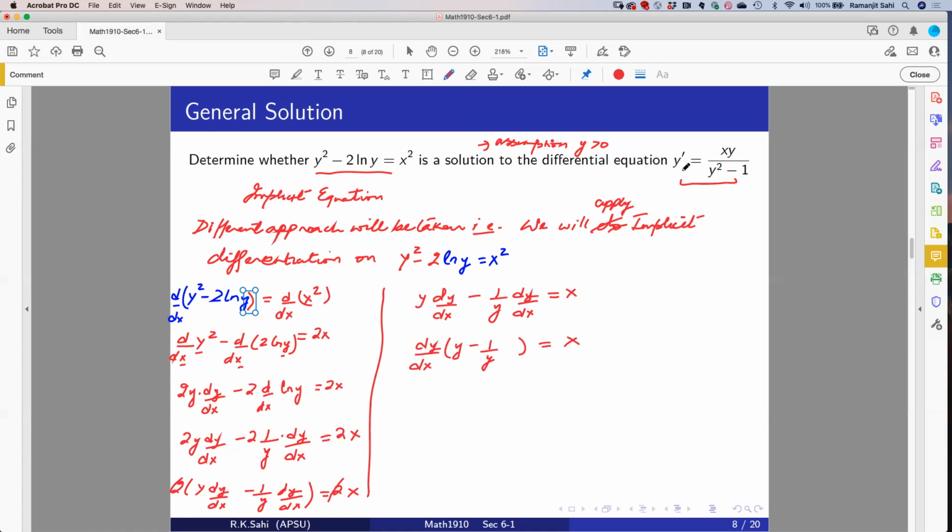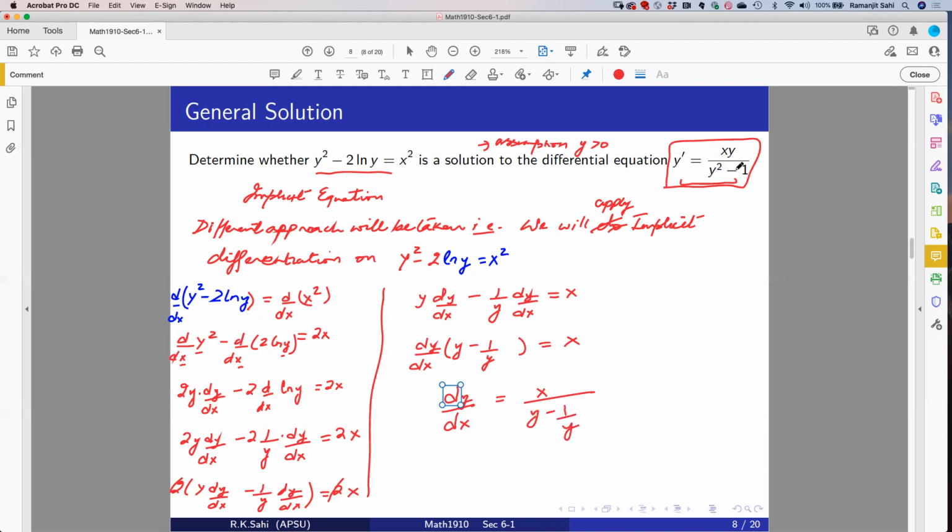Now, remember, we want to get to the form which is given over here. We want y prime equals xy over y squared minus 1. So I want the dy by dx to be on its own and y minus 1 over y to go on the other side. Okay, so what do we get? dy by dx equals x over y minus 1 over y.